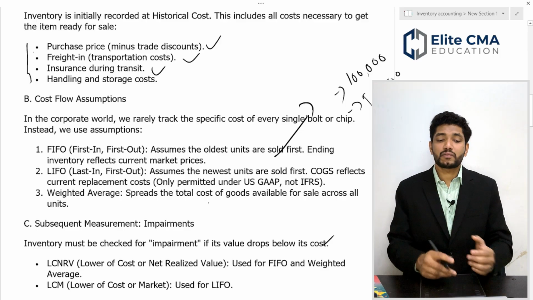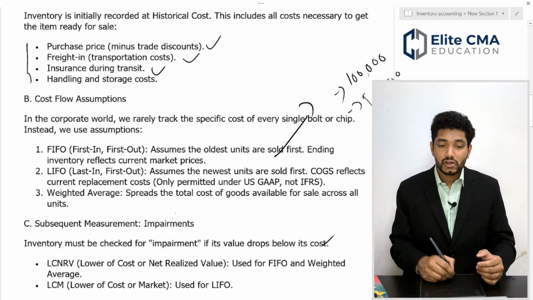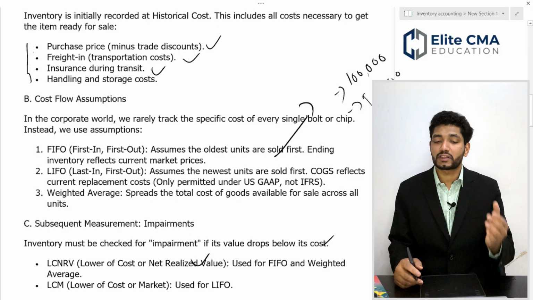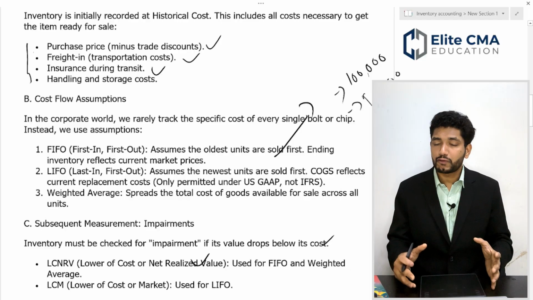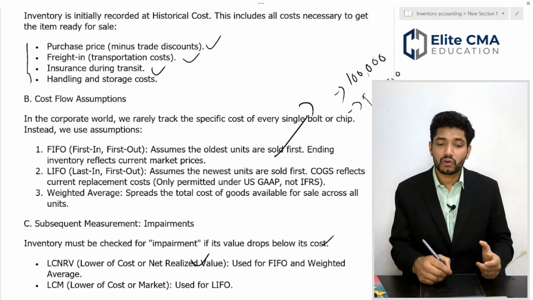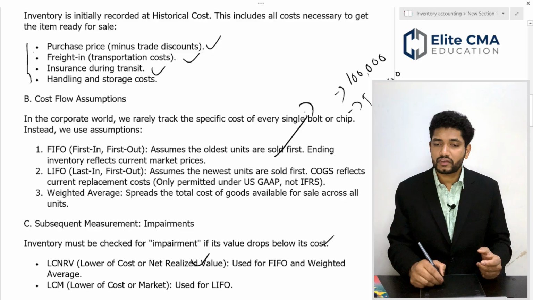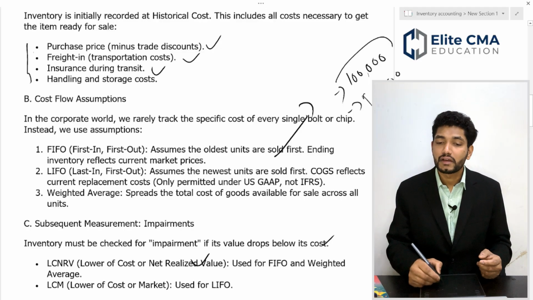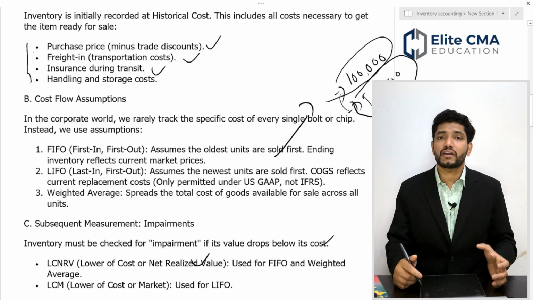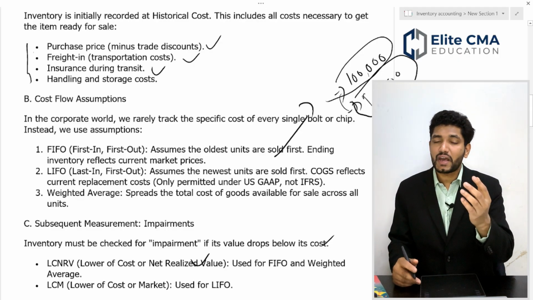For inventory valuation, there are 2 principles. The first is lower of cost or net realizable value. If you are using the FIFO method or weighted average, you have to impair your stock value based on the lower of cost or net realizable value. Here you can see this is your cost and this is your net realizable value, and the lower one is what you consider as your inventory value. So only 90,000 can be considered as your inventory value.